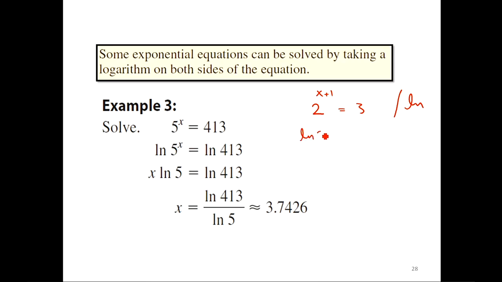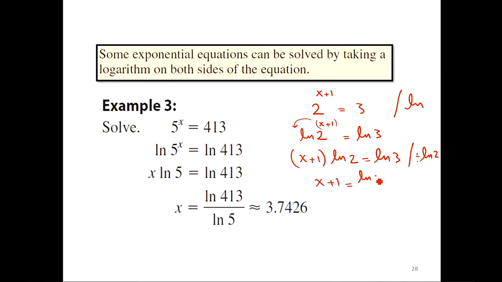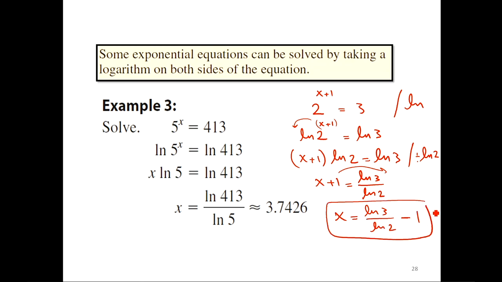So we have ln of 2 to the power x plus 1 and ln of 3. Okay, after that, this is the exponent, put it outside the ln. So we have x plus 1 outside, ln 2 equal ln 3. First, move ln 2, so divide by ln 2. So we have x plus 1 equal ln 3 over ln 2, like this. Now, put the 1 to the other side, so we have x equal ln 3 over ln 2 minus 1. This is the value of x.